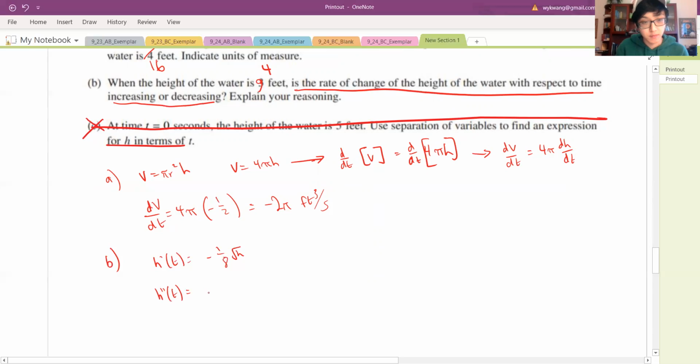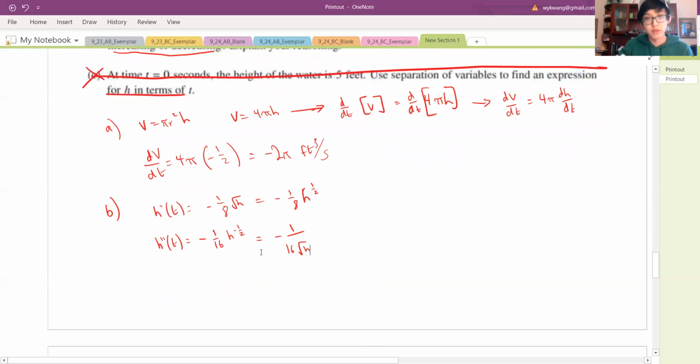So that's, I remember, negative 1/8 h to the 1/2, right? So power rule, multiply by 1/2. That's kind of ugly. Negative 1/16 h to the negative 1/2, because I subtract 1 from the exponent. So that's negative 1 over 16 square root of h. Okay, cool. So now I have our equation. Now I know whether the change in height is changing or not.